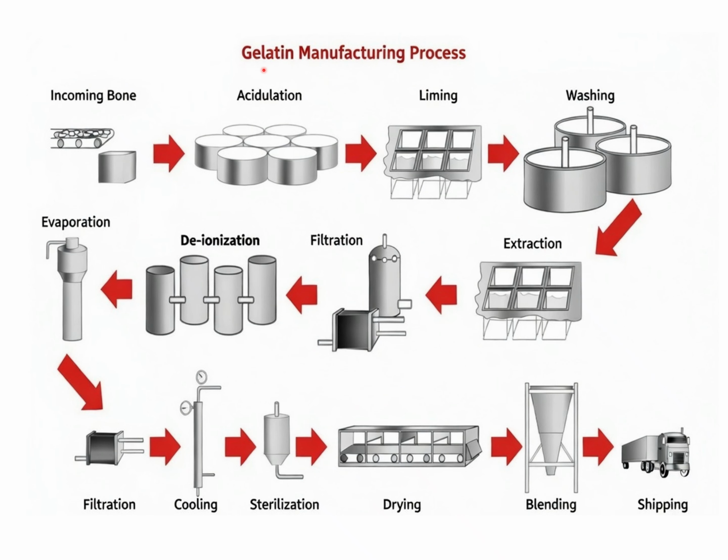So here is the step-by-step manufacturing process of gelatin. This is the incoming bone, then acidulation, then liming is done. After washing, we conduct the extraction, then filtration and deionization are performed. After that, evaporation is conducted, then filtration, cooling, sterilization are performed, and finally by drying we make the gelatin prepared for blending.